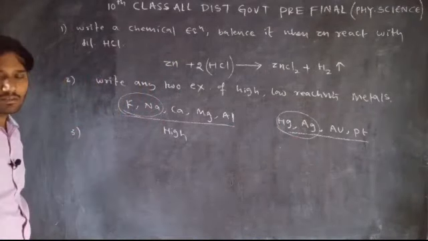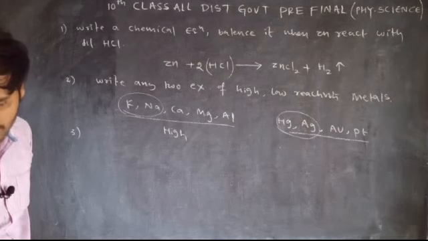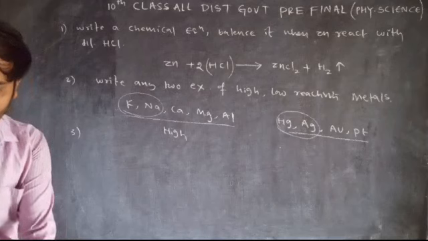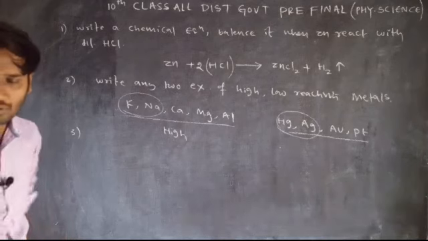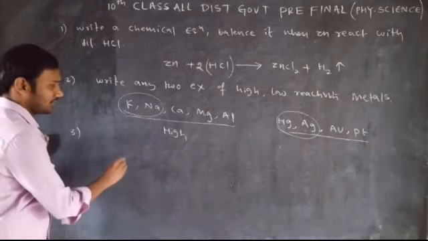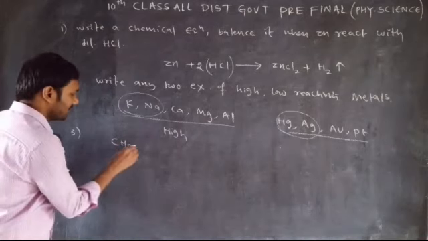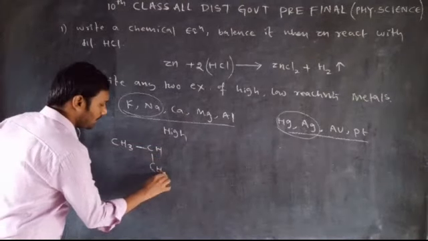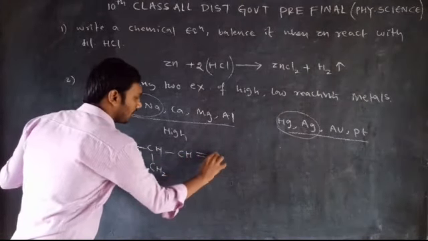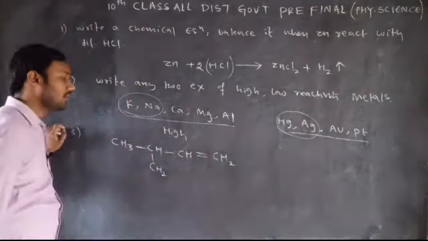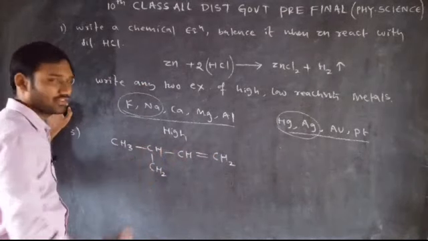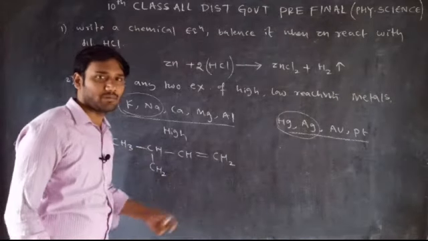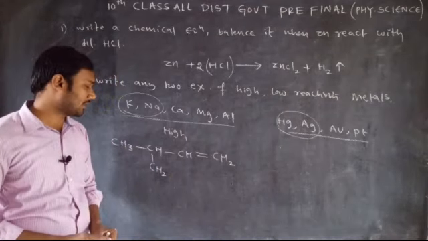And next, the third question. Here he is asking to write the IUPAC name of the compound. The structure is given. Once I write the structure here: CH3, then CH, CH2, CH double bond CH2. This is the structure of the hydrocarbon or organic compound, and he is asking for the IUPAC name of this compound. So how can you give the IUPAC name of this compound?